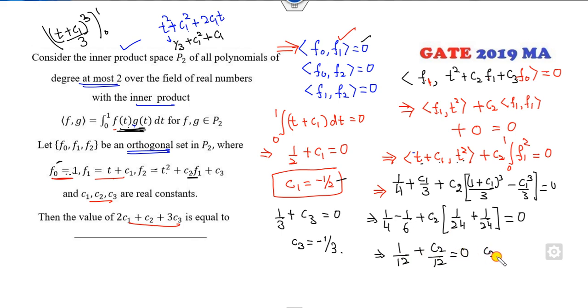So C2 will be minus 1. So C1, C2, here I can substitute this. It is minus 1, minus 1, minus 1. So the right answer of the problem is minus 3. So minus 3 is the right answer of this problem.